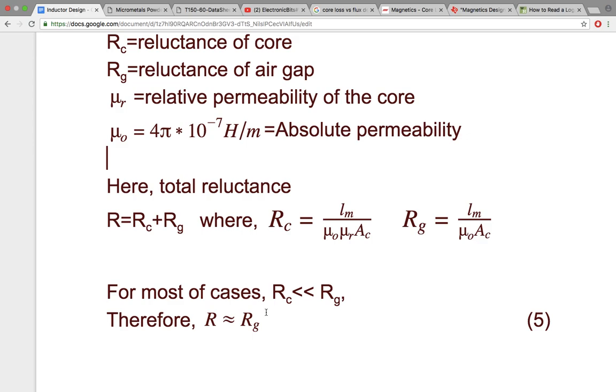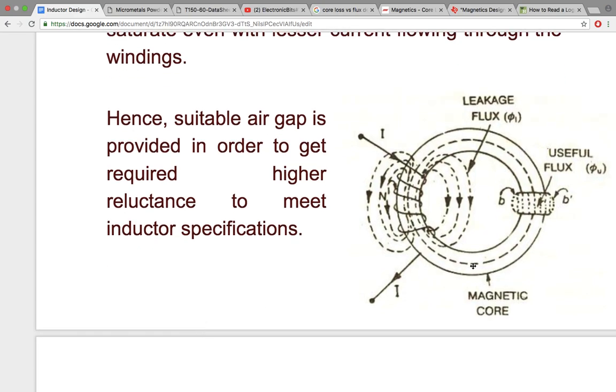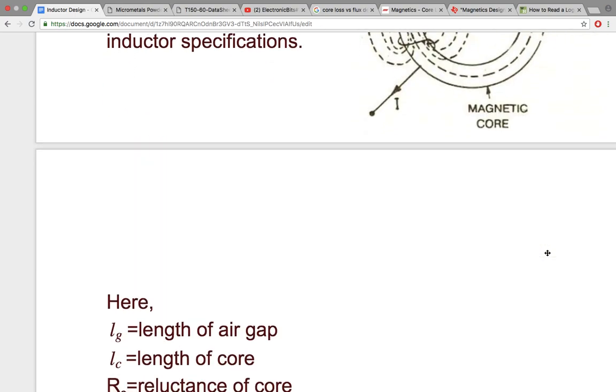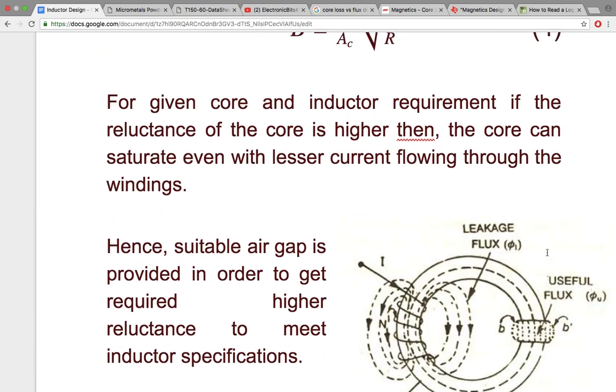And hence we can approximately say that if we introduce an air gap into the core, the total reluctance of the core is almost the same as the air gap reluctance. So in that case, as we know that the reluctance is the place where the magnetic energy gets stored, all the energy will be stored in the air gap. Okay, yeah. So this is what happens if we introduce the air gap.